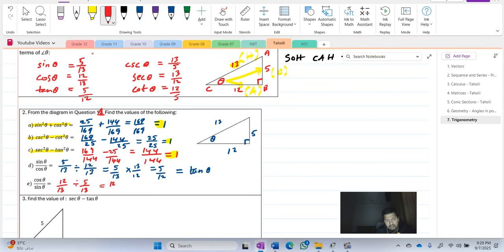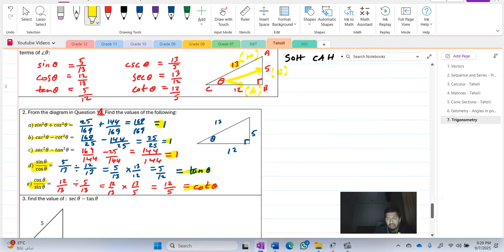So we got 12 over 13 times 13 over 5. So what we get, 13 and 13 cancels out. Remember, why does it cancel out? Because you can cancel one from the top, one from the bottom when it's multiplied by each other. So we're getting 12 over 5. 12 over 5 is clearly cot theta. So there's all your tan and cot identities. It's very important to learn these.